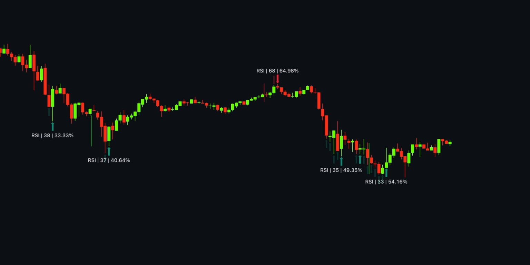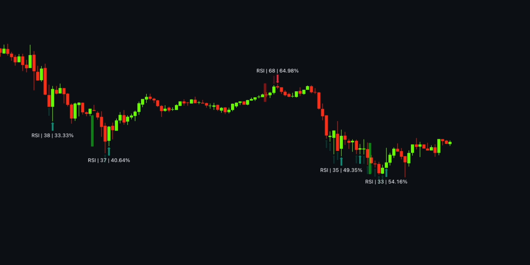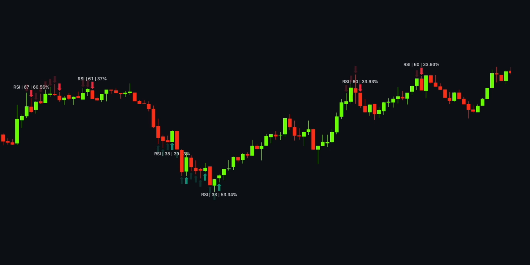These points often align with overbought or oversold conditions in traditional RSI analysis, making them key moments for potential trade entry or exit. The indicator even includes visual aids like arrows to mark bullish or bearish signals, and you can customize it to match your strategy. It works well in combination with order blocks, support and resistance, or fair value gaps.